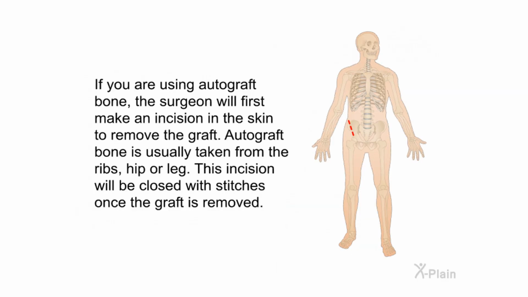If you are using autograft bone, the surgeon will first make an incision in the skin to remove the graft. Autograft bone is usually taken from the ribs, hip, or leg. This incision will be closed with stitches once the graft is removed.